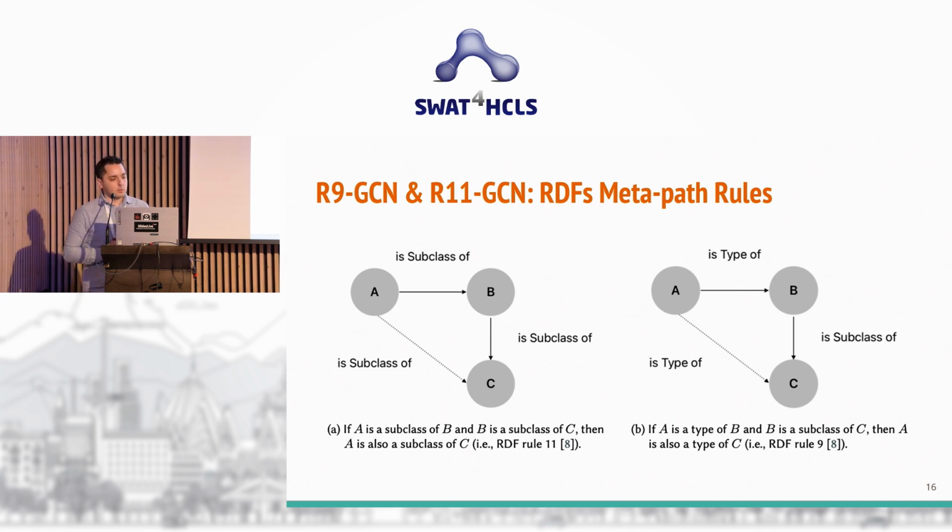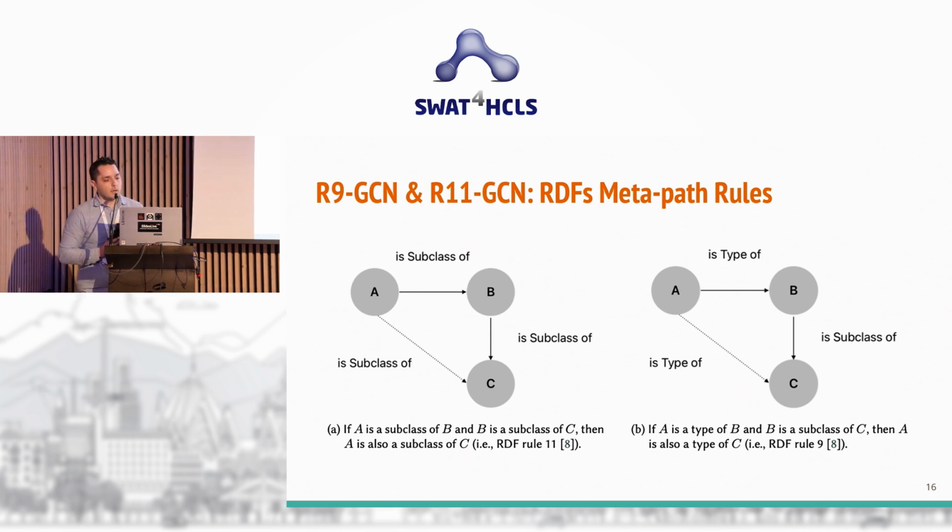The second rule, R11, is when A is of type B and B is a subclass of C, A is also a type of C. So these are the two other variations that we added, and we think that when the complexity of the problem goes up, these RDFS structures really help to preserve the performance of the R-GCN, and I have experiments to show this.